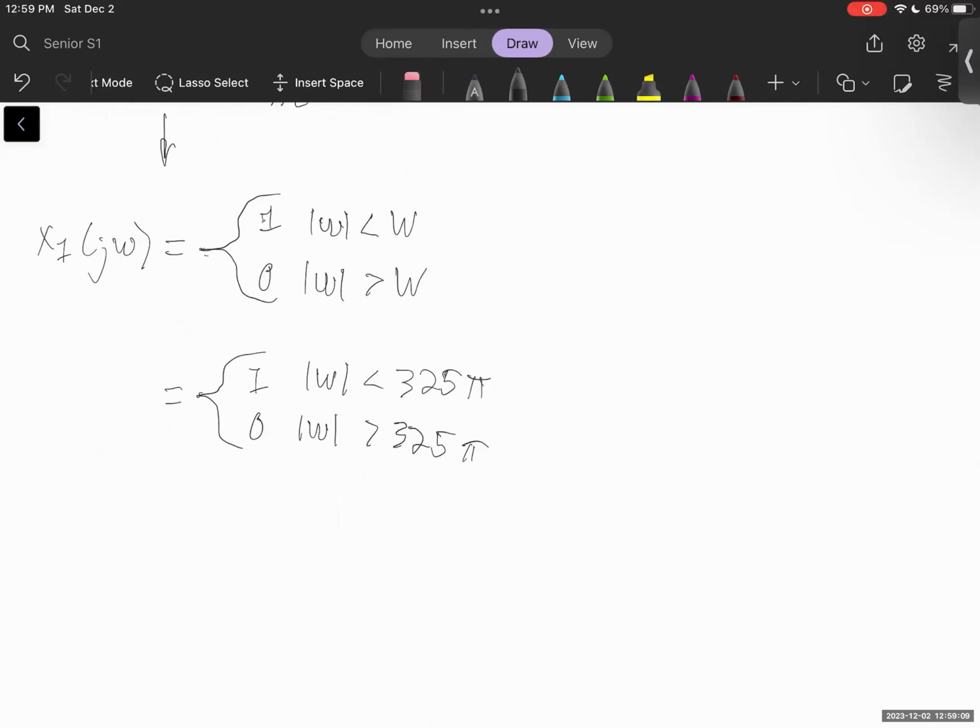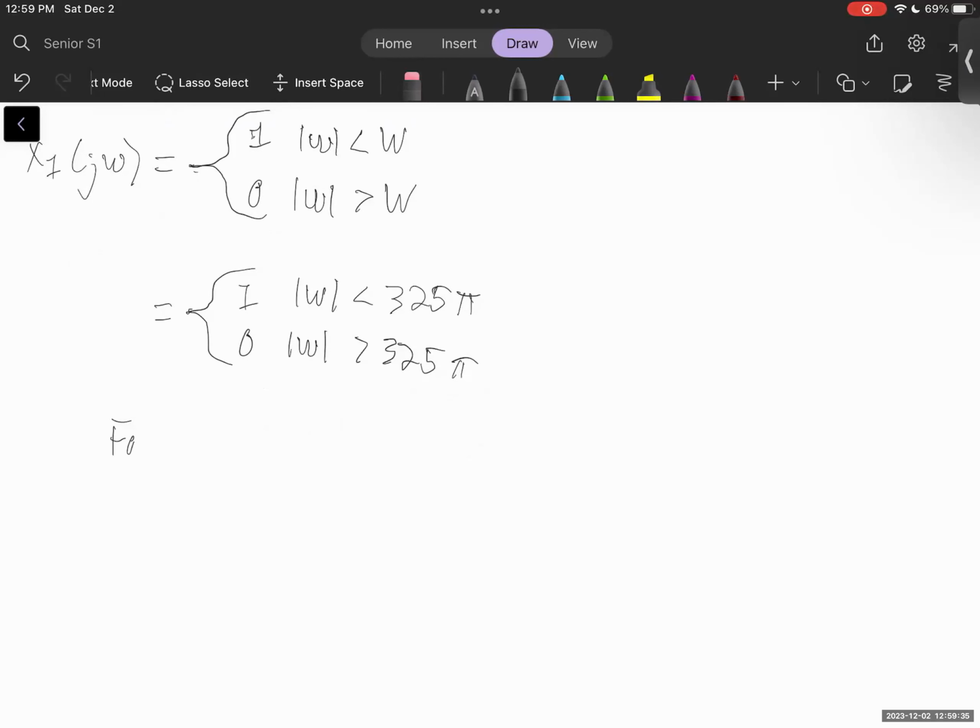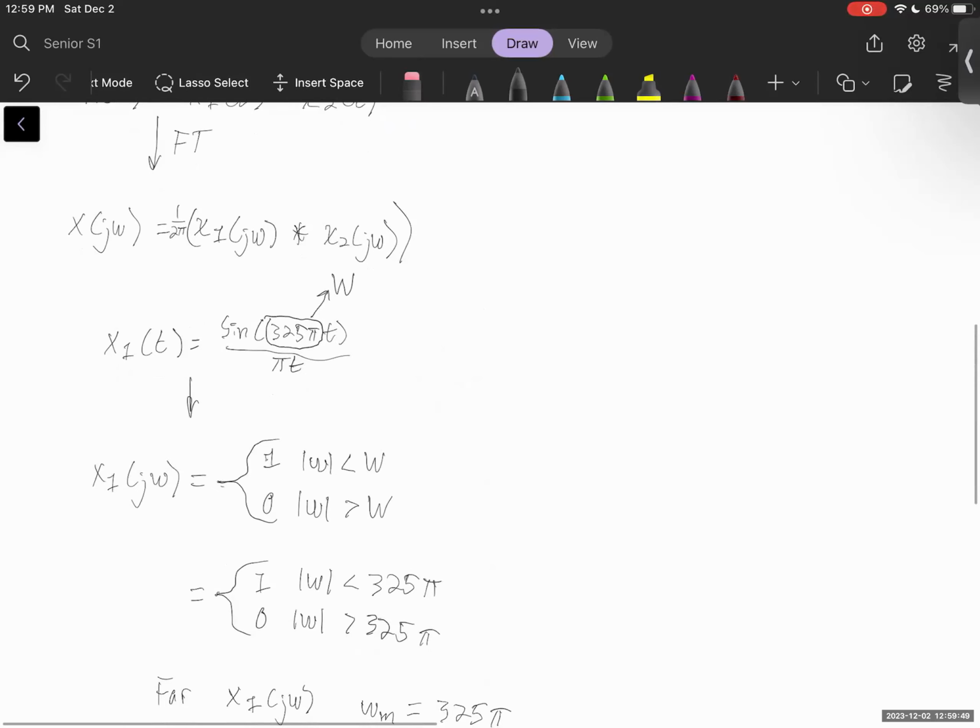So we know that our X1 of j omega goes to zero for any value greater than 325 pi. So that's going to be our maximum frequency. Before that, it's going to be equal to one. We have a frequency component there. After 325 pi up to infinity, there's going to be nothing. So we can say that for X1 of j omega, our maximum frequency is going to be equal to 325 pi. Perfect. So we're halfway done.